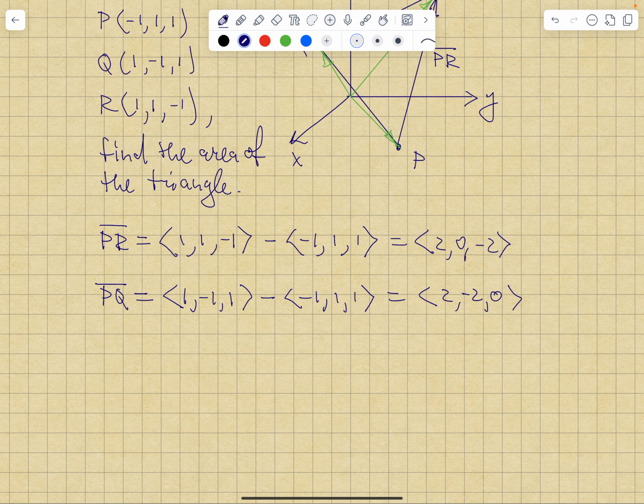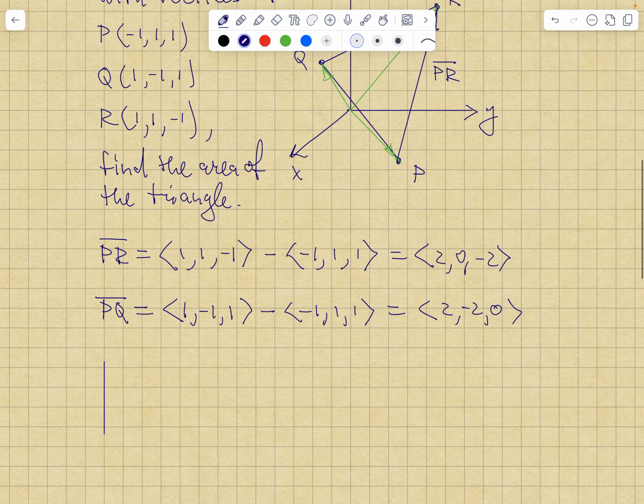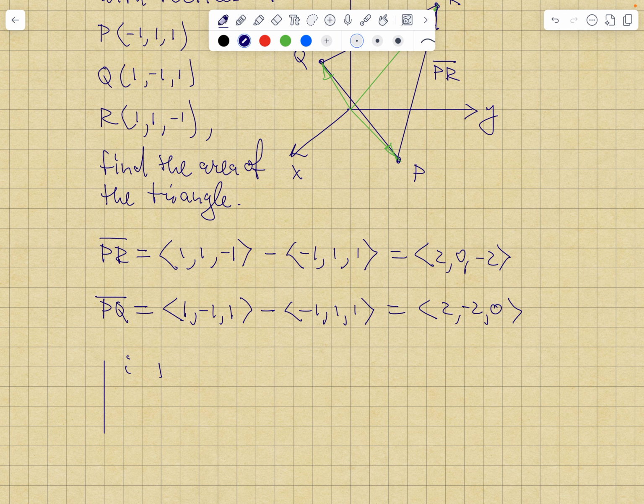So the cross product, not of P and Q, but of PR and PQ, is I, J, K, then 2, 0, -2, 2, -2, 0. So that would be a vector with components -4, -4, and then minus 4 again.